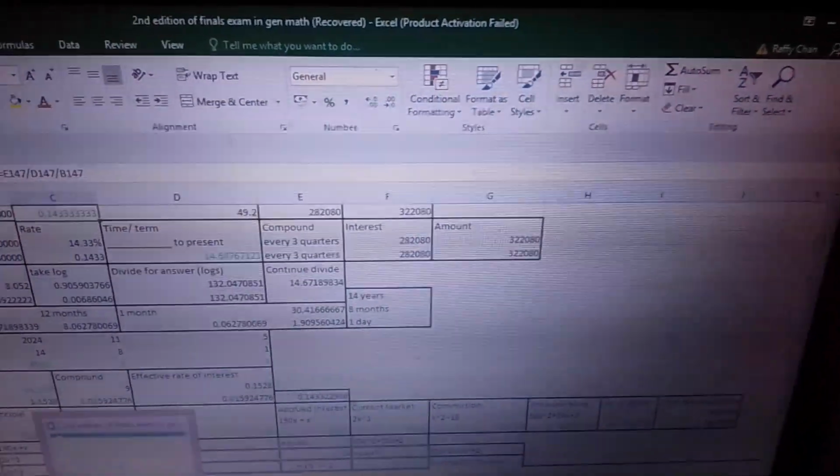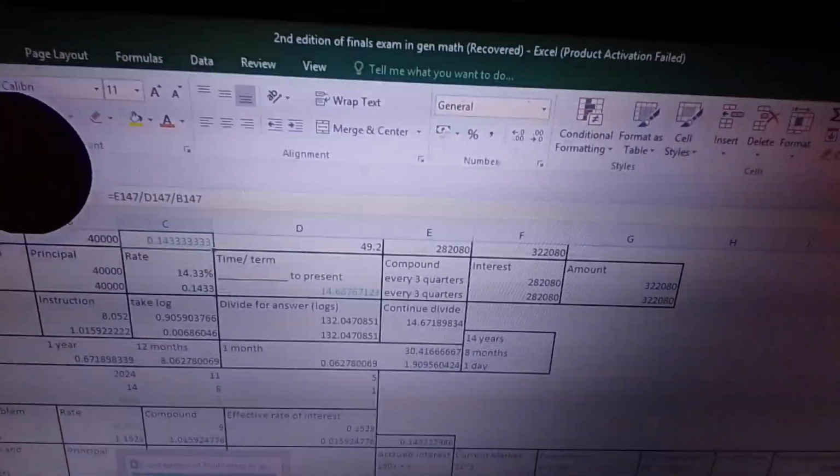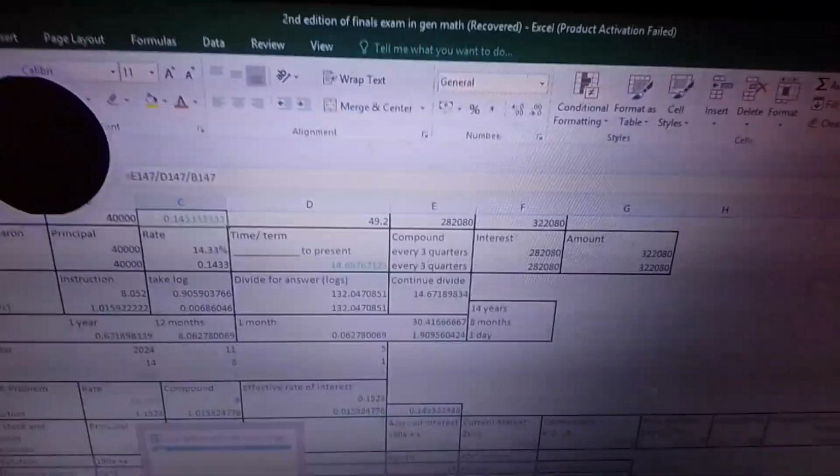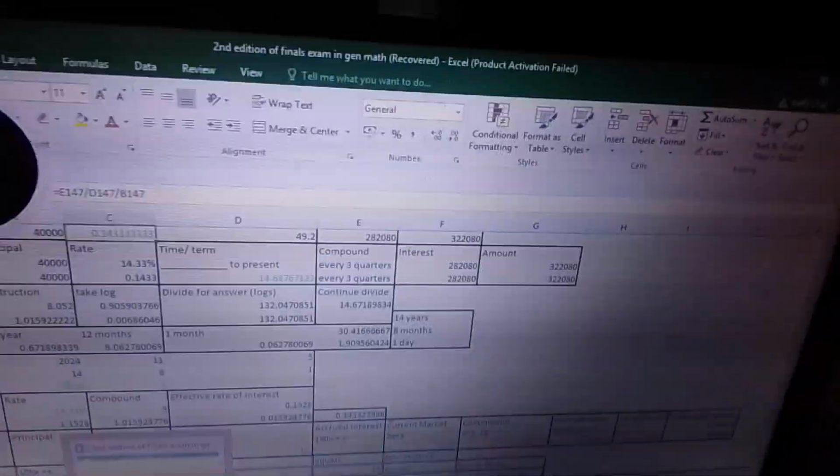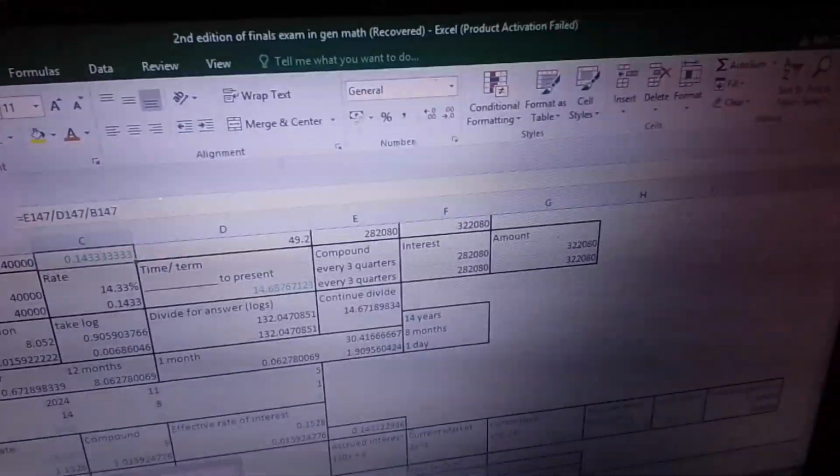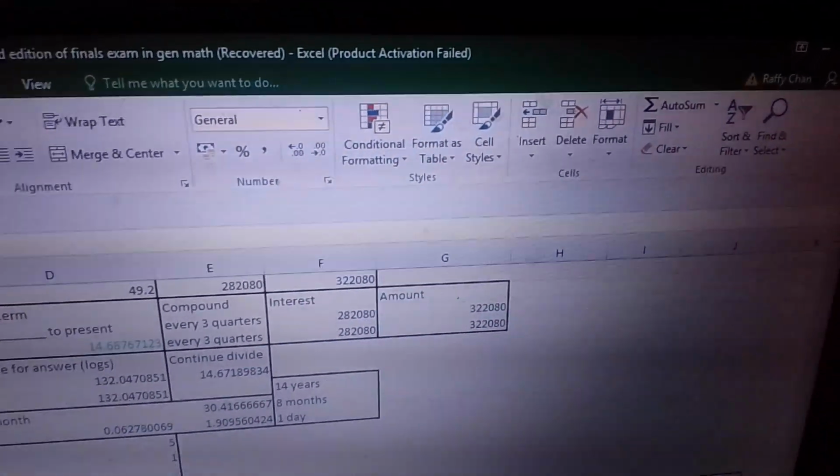This one, you're going to solve for the time, but you're asked to solve for when you started and when you stopped. So now, let's work on this. Remember, to do that, we're going to have to solve for the time. To solve for the time, we need to use logs.